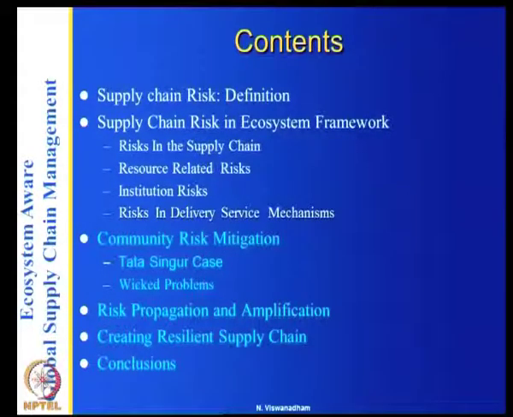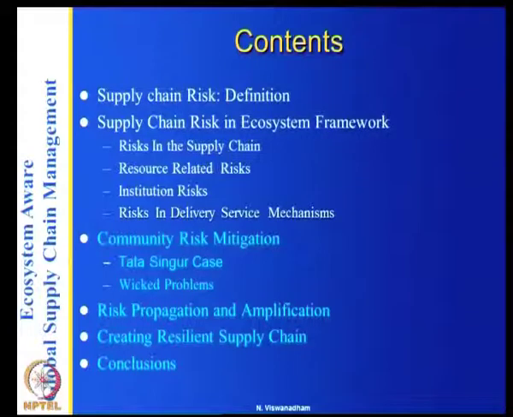It's a very, very special case. That's why I have separated this from the rest of the lecture. Community risk leads to what is called a wicked problem, which is very difficult to solve. It has to be solved only through negotiations and so on. And the second thing is that risk propagates and amplifies. So we have to take an engineering approach when trying to create a resilient supply chain.